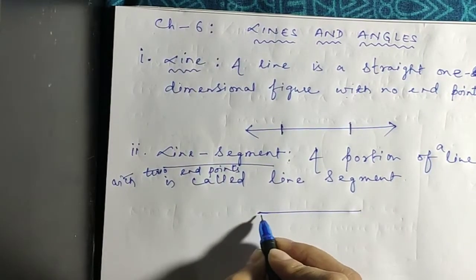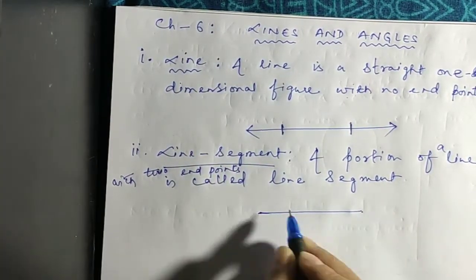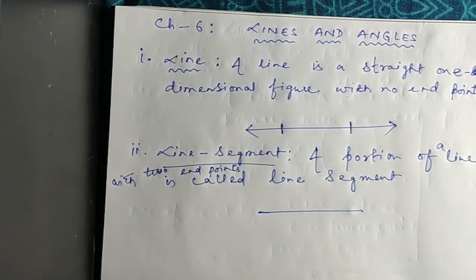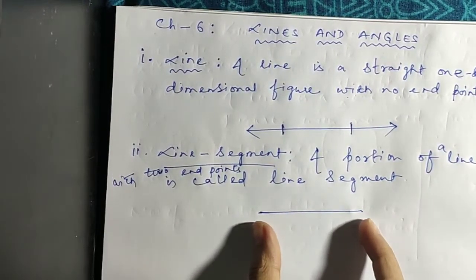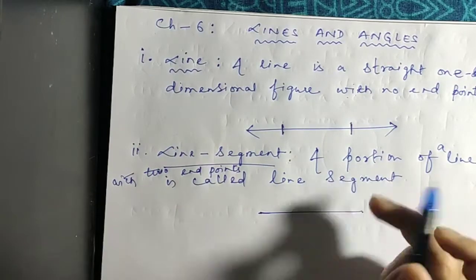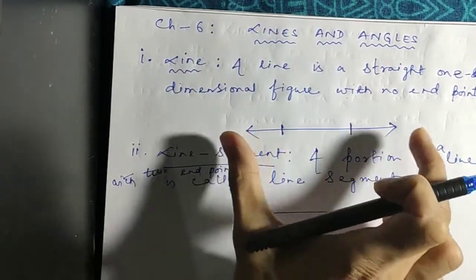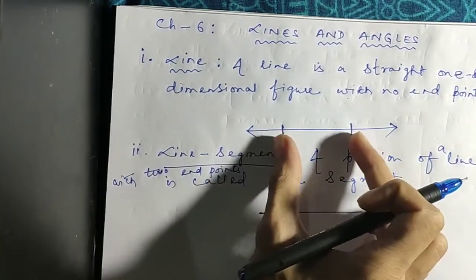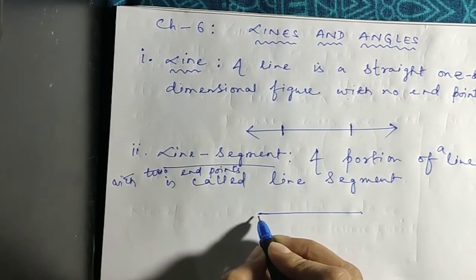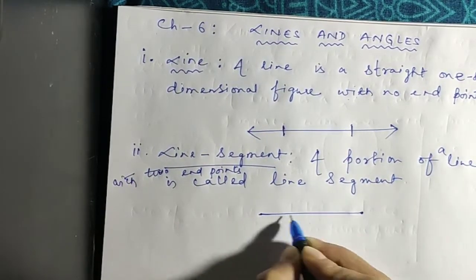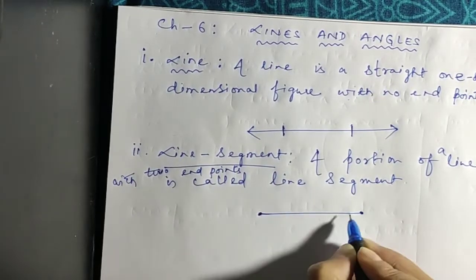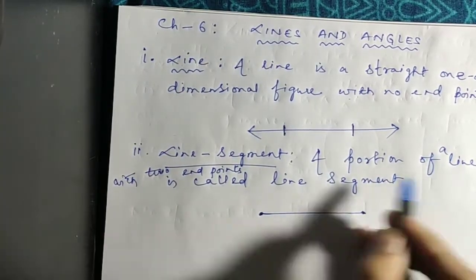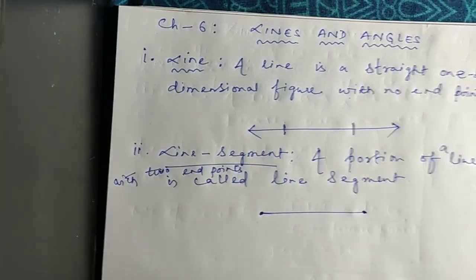The line segment has its length, a definite length. This much is the length of a line segment, because it has two endpoints. So we are not going to put arrows on a line segment. Got it? It is a portion of a line, and in that portion it has both endpoints. It stops here, it is not infinitely long. So that's why we say a portion of a line with two endpoints is called a line segment.